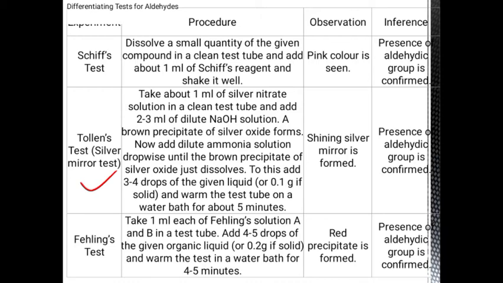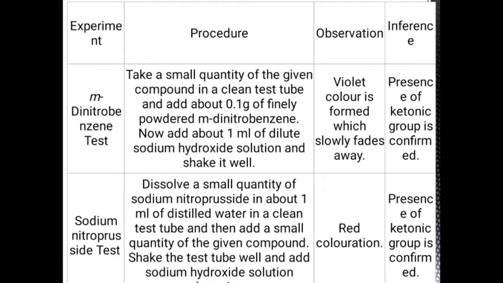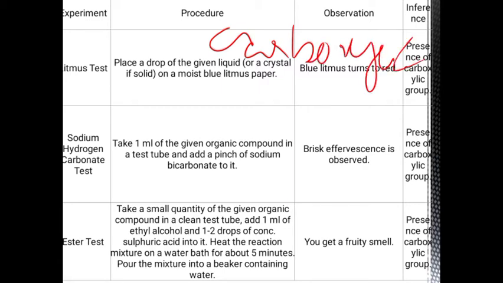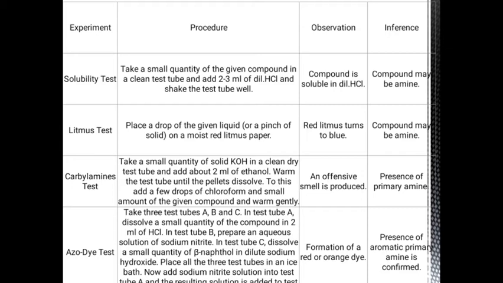The next one is the ketones test. The next one is carboxylic acid, the compound which contains C double bond OH. And the last one is amine.